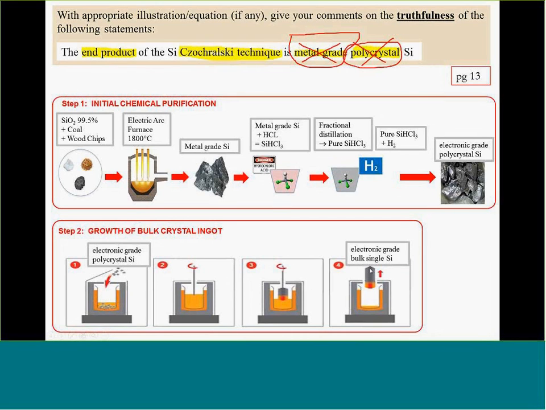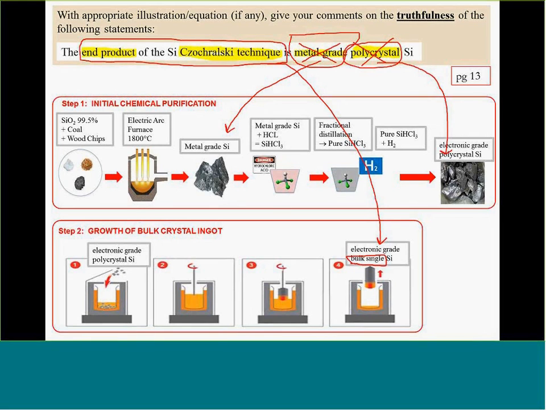So with this illustration, you showed me that, by using this, it's easier: I know you knew that metal grade comes from the initial step of the purification. And you knew that the polycrystal in fact comes from the second part of the initial chemical purification, isn't it? And of course, the end product of your CZ technique is essentially your electronic grade. Yep. The keyword is bulk single crystal.